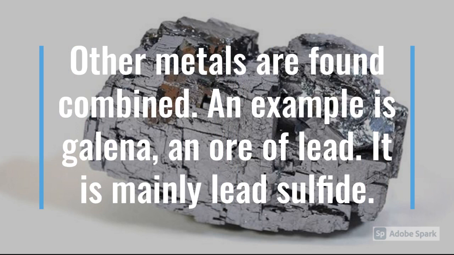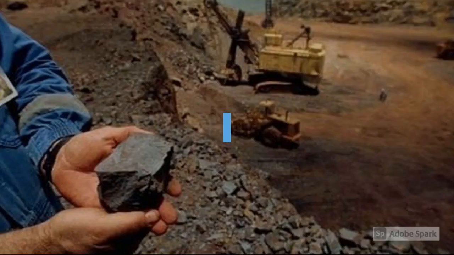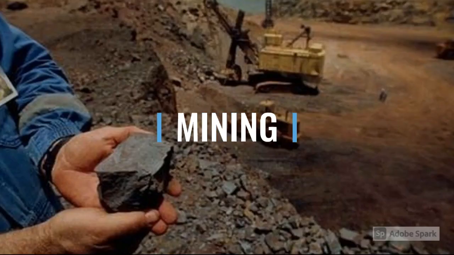For example, the picture shows galena. Galena is an ore of lead. Galena is mainly made up of lead sulfide. Lead chemically combined with sulfide. There are two main stages in obtaining a pure sample of a metal, and mining is the first stage.